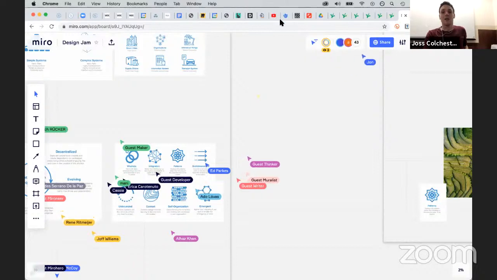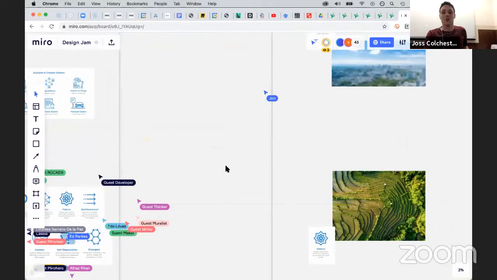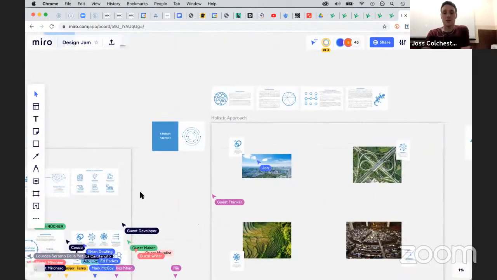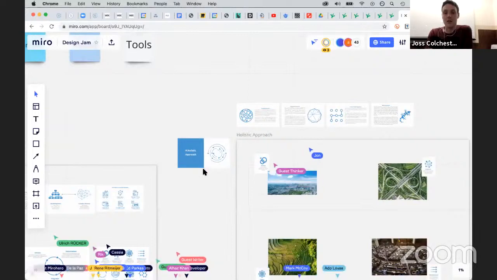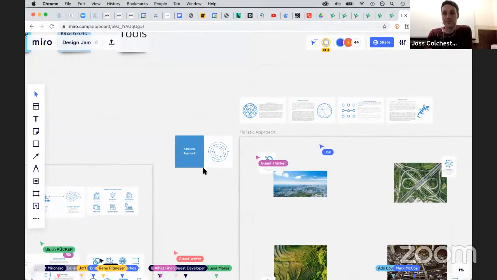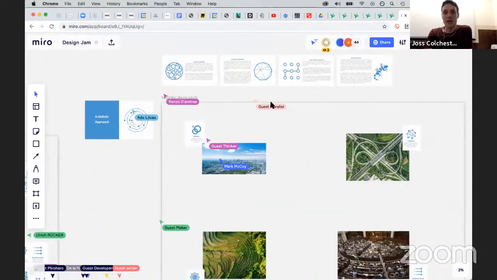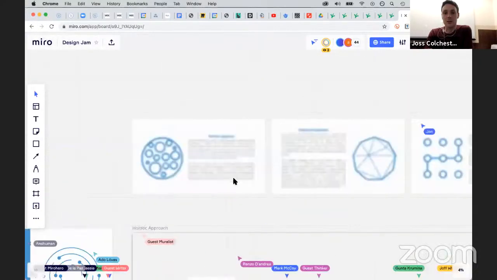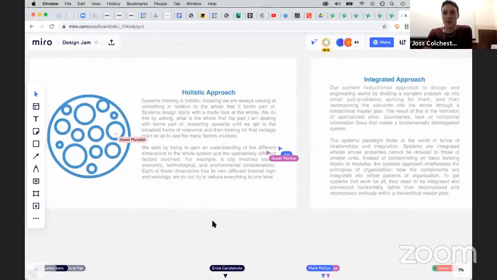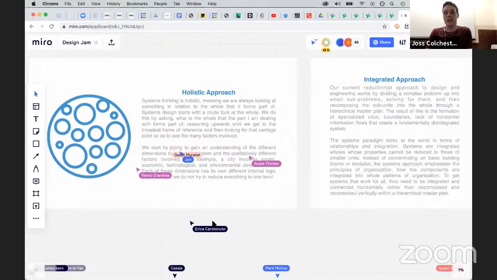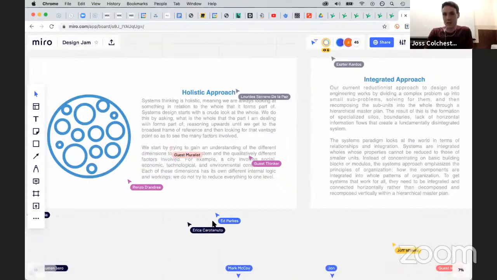I now encourage you to join me on the Miro board, where I'm going to ask you to post up your stickies here. The first one we're talking about is a holistic approach. Some of the considerations there. Let me just quickly touch upon some of those. Systems thinking, holistic in nature.